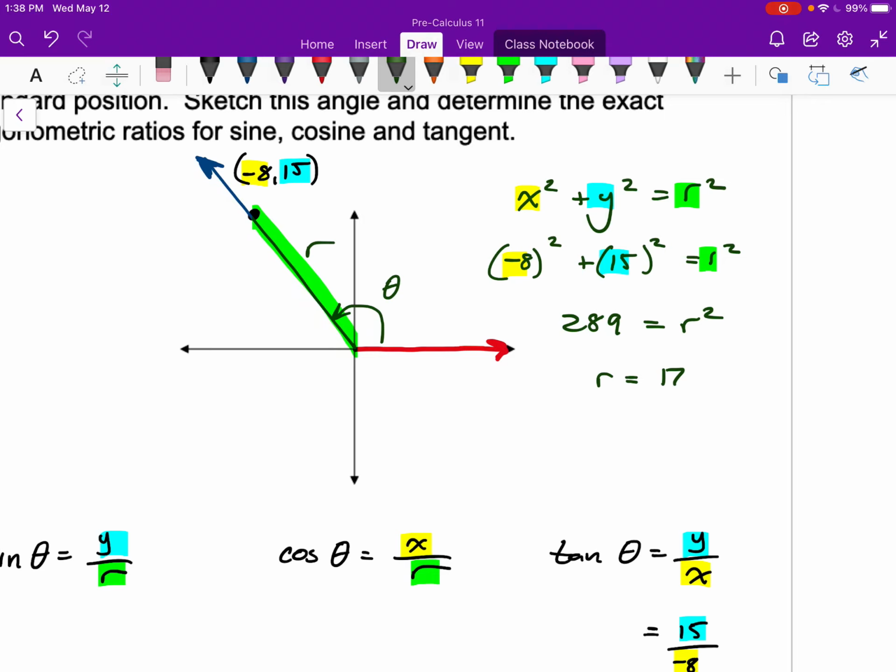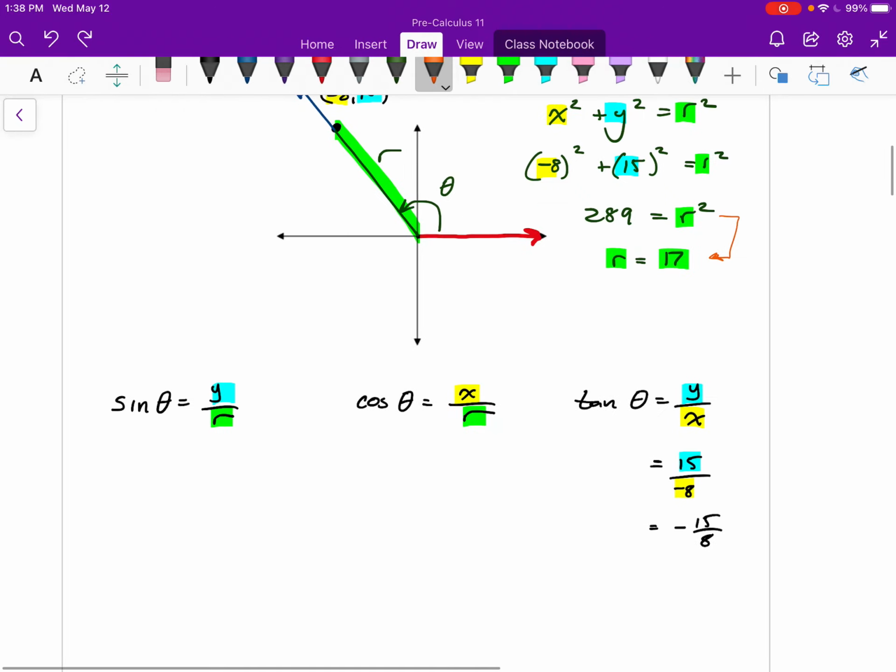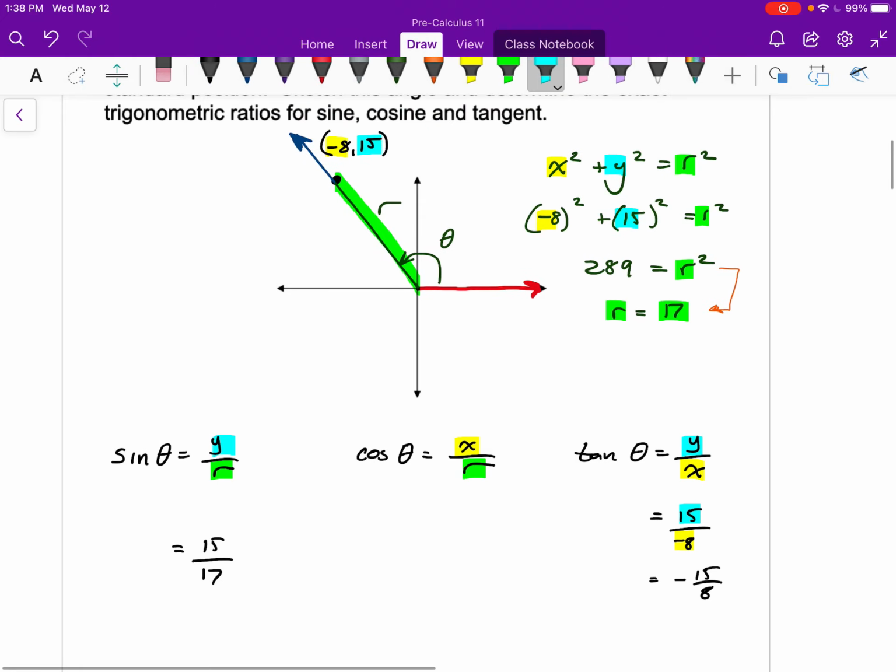Now I will say, thinking back to our quadratics units, anytime you solve something algebraically from here to here, there's a plus or minus possibility. However, r is a distance, it is the radius, or you can think of it as a hypotenuse. Either way, it's a distance, and distances are always positive, so I don't need to worry about that. There we go. So now I can find the exact values of sine and cosine. Sine must be 15 over 17. Notice sine is a positive number, which we would expect when we're looking at an angle in the second quadrant, whereas cosine is going to be a negative number. It's -8 over 17, which again, we expect cosine to be negative in the second quadrant.